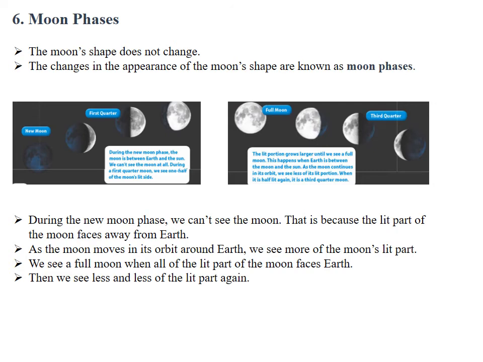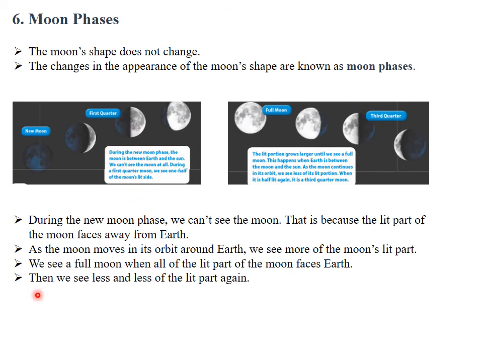So during the new moon phase, we cannot see the moon at all. That is because the lit part of the moon faces away from Earth. Let's look together at the first picture on the left. During the new moon phase, the moon is between Earth and the sun, and we cannot see the moon at all. So, as the moon moves in its orbit around Earth, we see more of the moon's lit part. So, let's look again at the first picture on the left. During a first quarter moon, we see 1/2 of the moon's lit side.